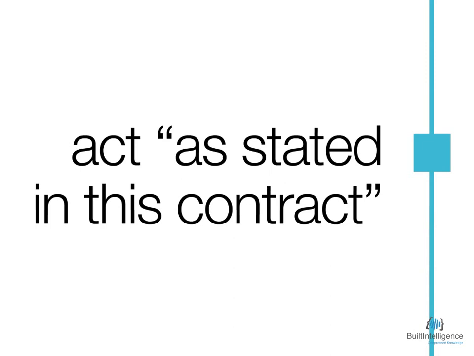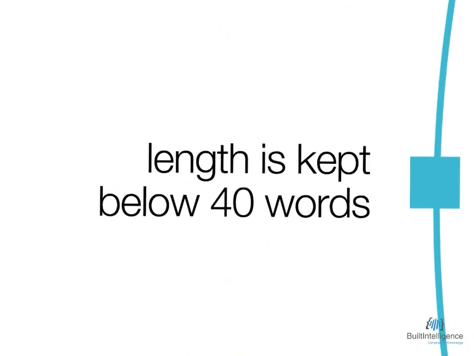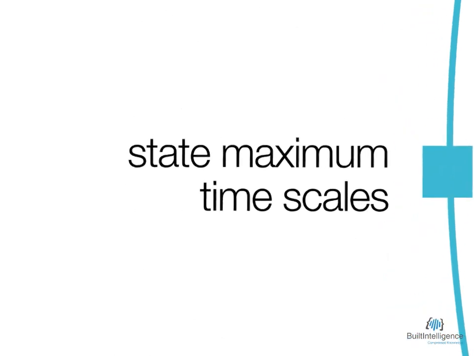Lastly, to achieve clarity and simplicity, the authors of NEC3 wrote it using guidelines for writing plain English. For instance, sentence length is kept below 40 words, and if it exceeds this, then it is broken down into bullet points. They use the present active tense both for clarity and to encourage action. They state maximum timescales for the characters to do actions and respond to each other.